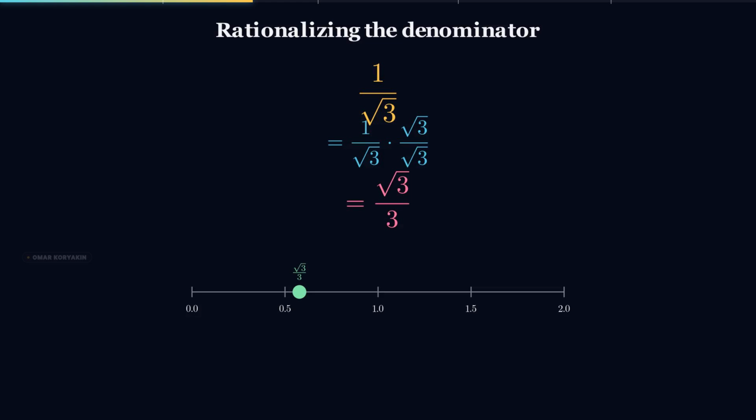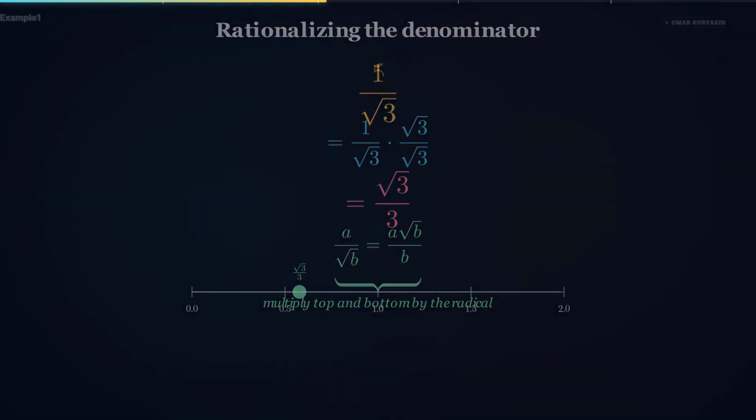Verify on the number line: 1 over the square root of 3 and the square root of 3 over 3 are the same point, near 0.577, same value, different form. The general rule: a divided by the square root of b equals a times the square root of b, all over b. Multiply top and bottom by the radical to clear the denominator. The numerator picks up the radical and the denominator simplifies to the radicand without it.